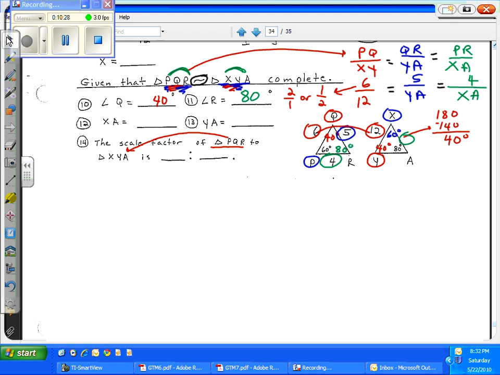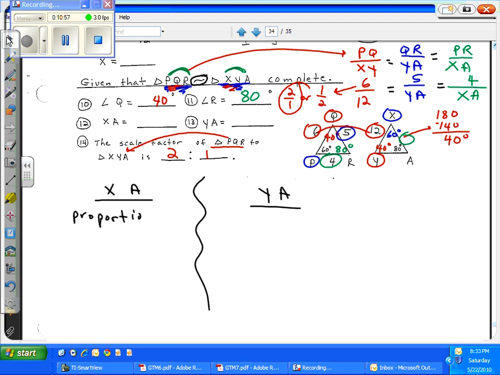We're going from little to big. If we're going from little to big, we use the big version of the scale rather than the little version of the scale. So we would say that it's 2 to 1 as we go from little triangle PQR to big triangle XYA. Now, we're going to find XA and YA. And on XA, I'm going to use a proportion. And on YA, I'm going to use dimensional analysis.